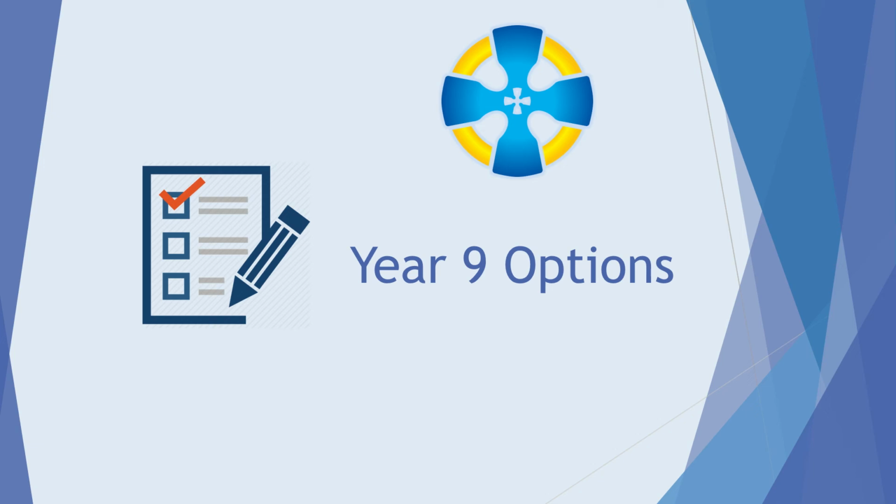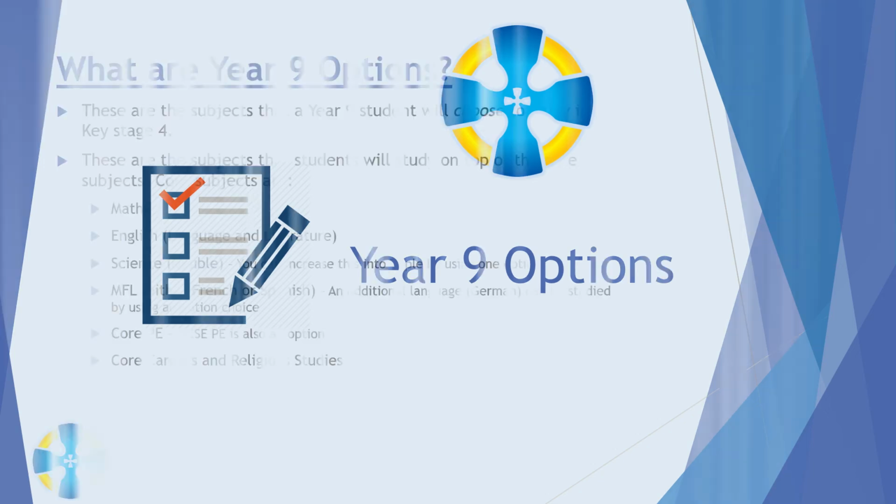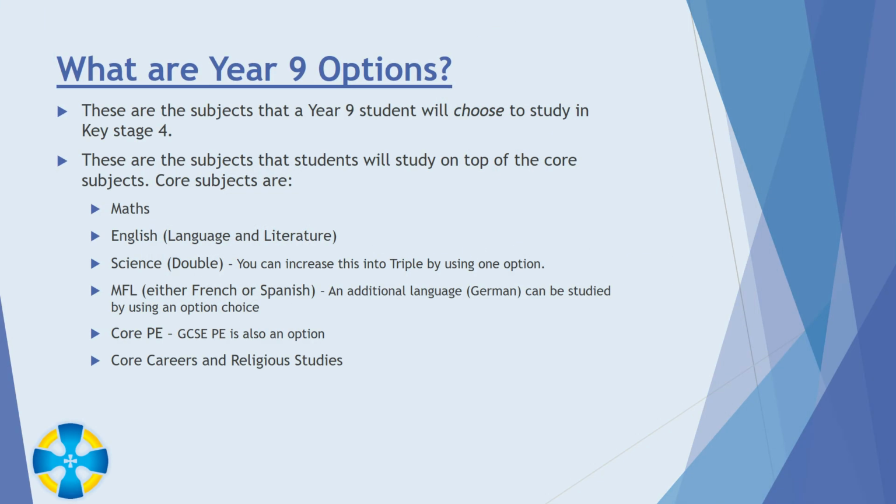Welcome to this video about the Year 9 options. So first of all, what are the Year 9 options? These are the subjects that a student is going to study at Key Stage 4, and these are on top of what we call our core subjects.